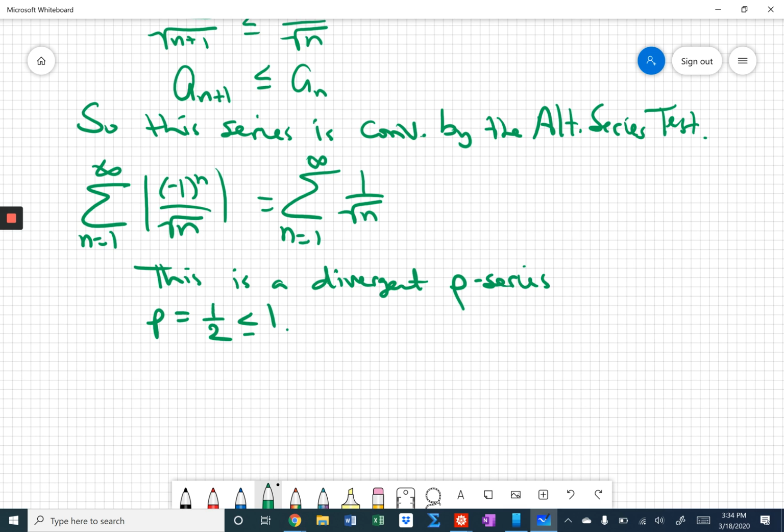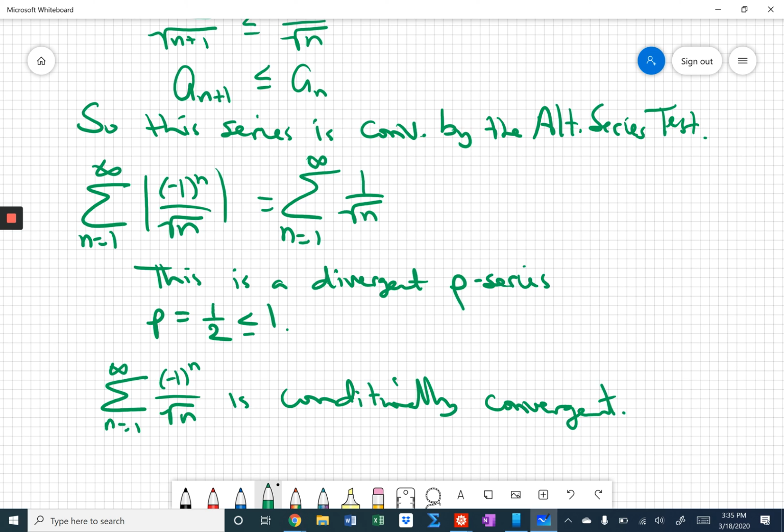And so the original series, negative 1 to the n over root n, is conditionally convergent. All right. After this, there'll only be one more part.